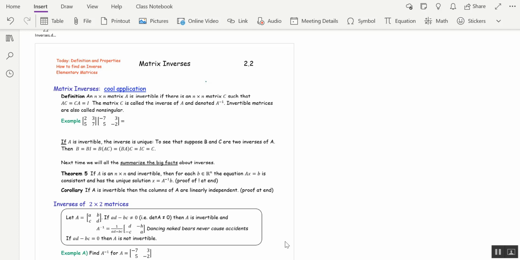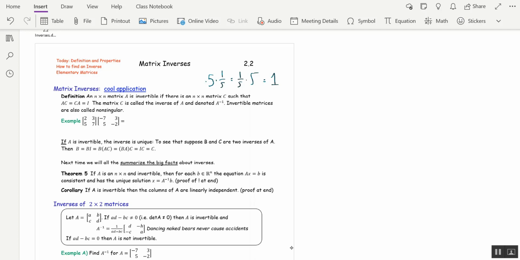Section 2.2, all about matrix inverses. So let me just talk about real numbers for a moment. 5 times a fifth is the same as a fifth times 5, which is 1. So we call 1/5 the multiplicative inverse of 5. Now for matrices, it's the same idea, except instead of getting 1, we're going to get the identity.